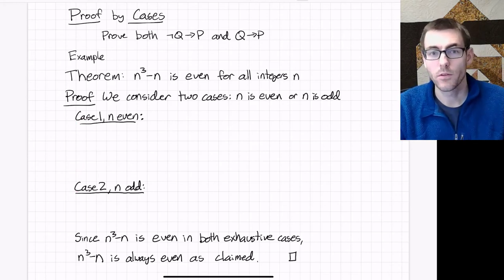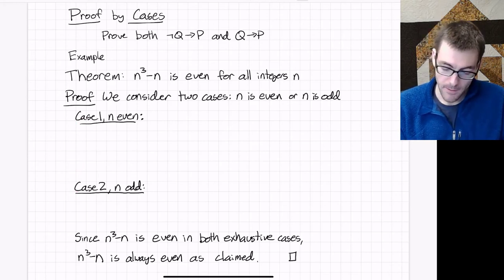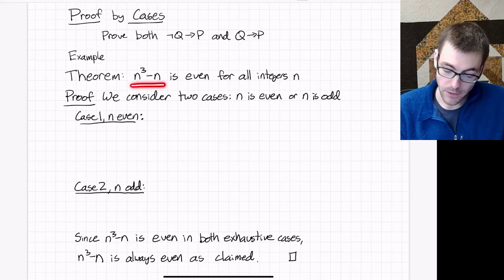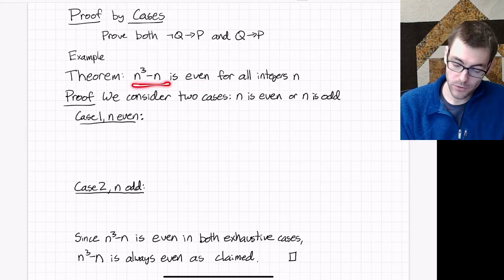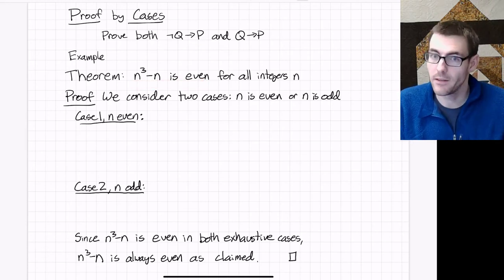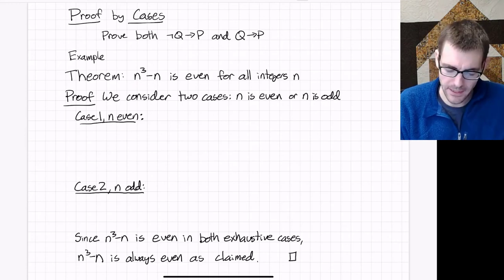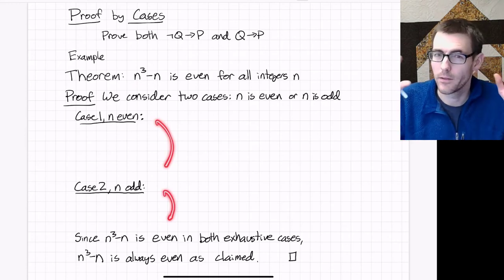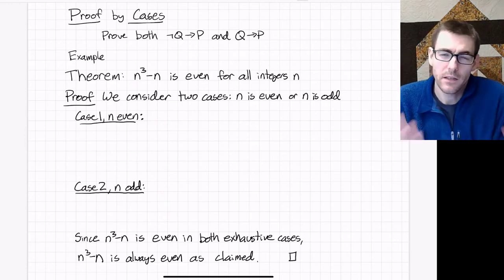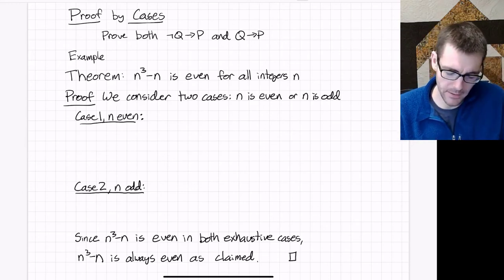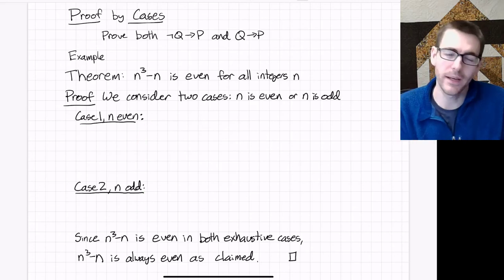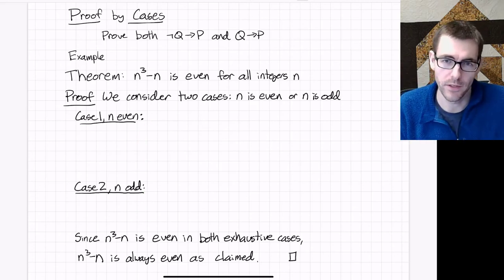And once we've come to the conclusion in both cases that our statement is true, in this case, the statement n cubed minus n is even, then this is going to be true for all possible n. I'll fill in the details here if you're curious, but the point of this is to illustrate the structure of what's happening here, rather than getting into the nitty-gritty of these. So if you'd like to see the details, go ahead and pause the video.